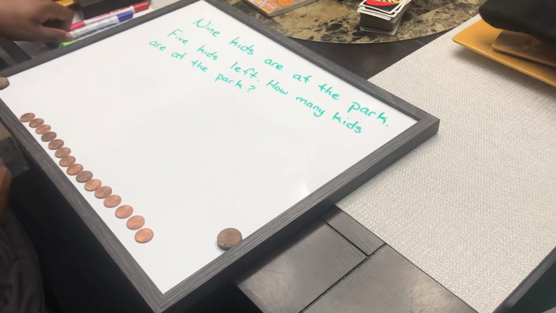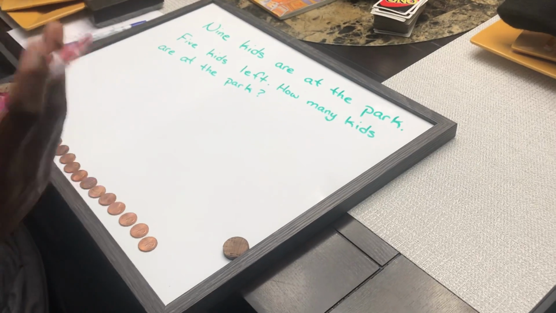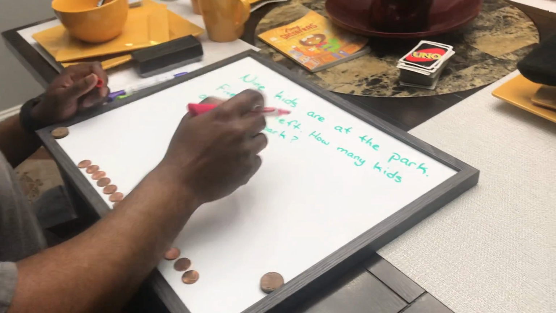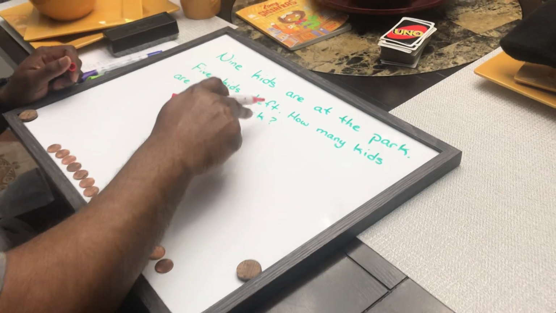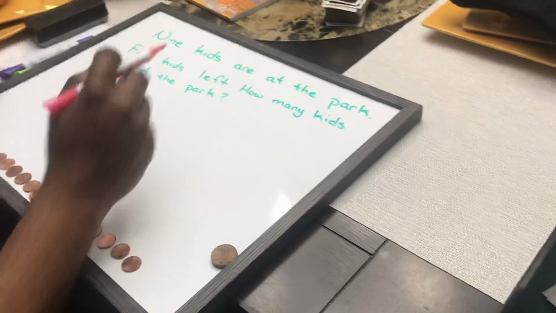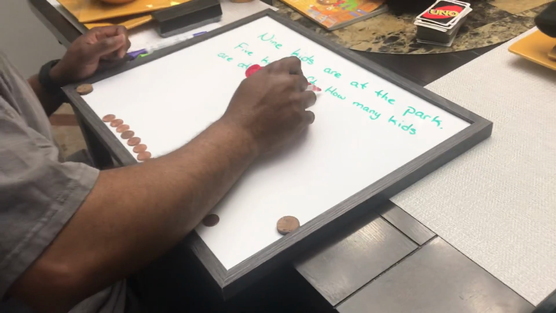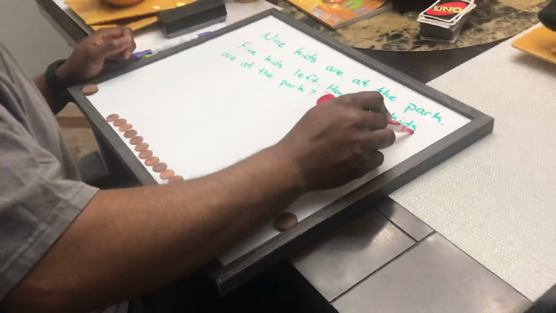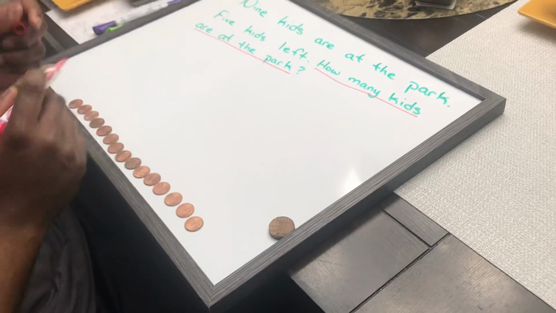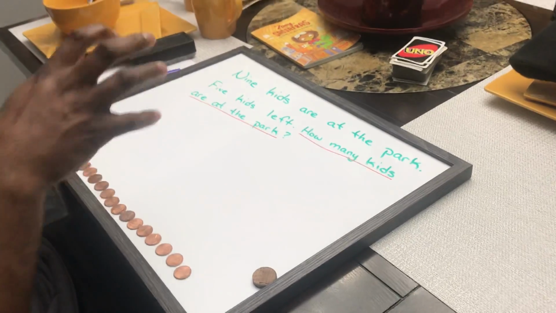So one of the things that we always want to do is make sure that we know what is the story or what is the question. What are they asking? We already know that if you have a period, it is a statement, but a question mark lets us know that it requires a response. So the question is, how many kids are at the park? That is the question. So now we need to identify and set up our problem.